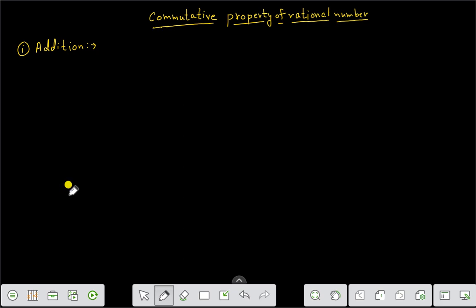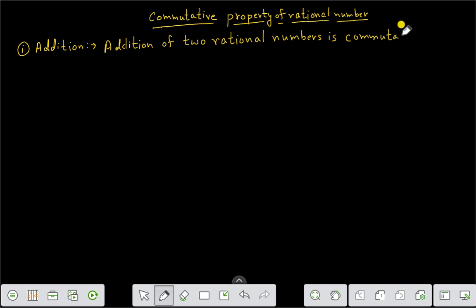Addition of two rational numbers is commutative.